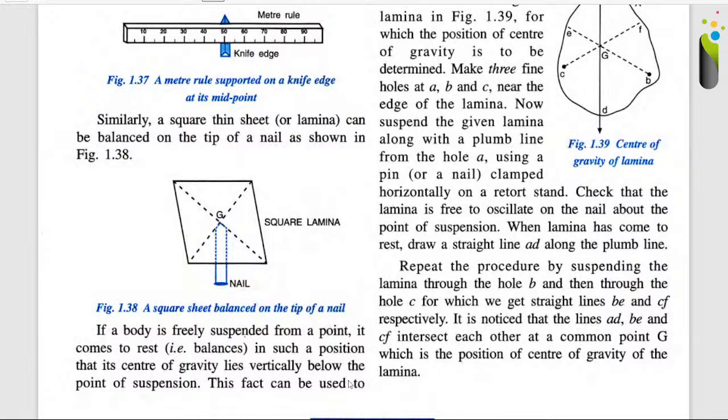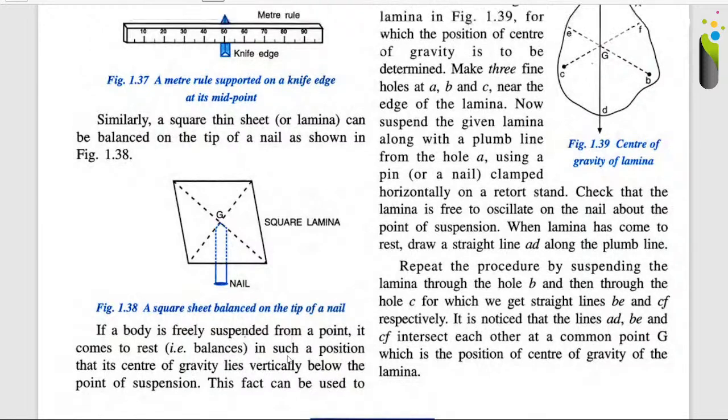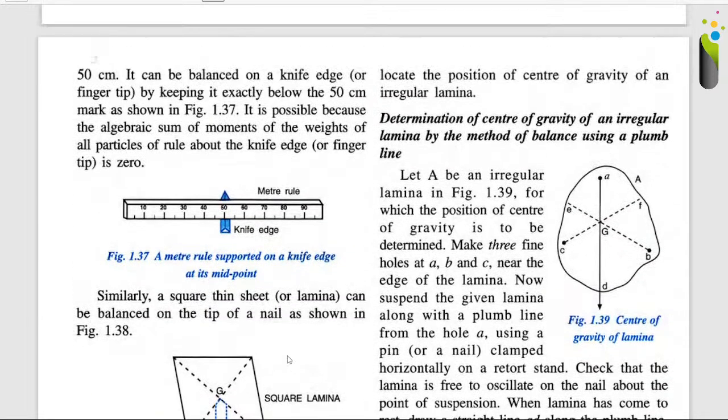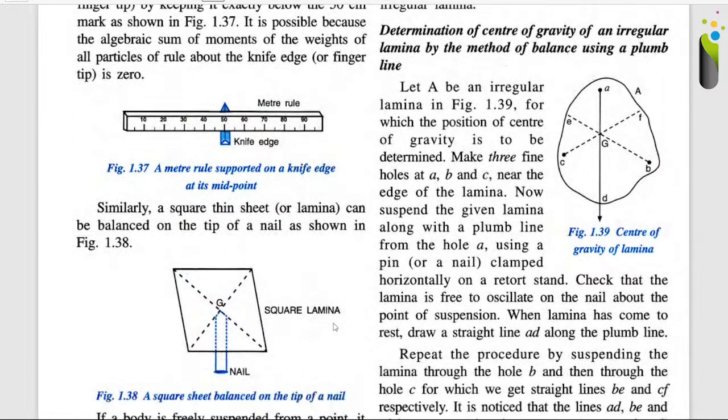I continue. Similarly, a square thin sheet or lamina can be balanced on the tip of a nail as shown in the figure 1.38. So figure 1.38, have a close look at it. A square sheet balanced on the tip of a nail. If a body is freely suspended from a point, it comes to rest, that is, balances, in such a position that its center of gravity lies vertically below the point of suspension. This fact can be used to locate the position of center of gravity of an irregular lamina.